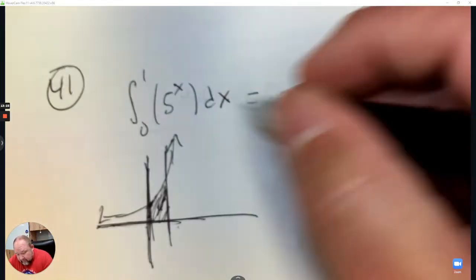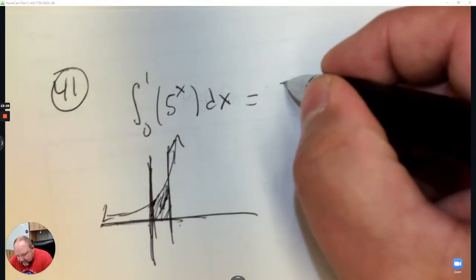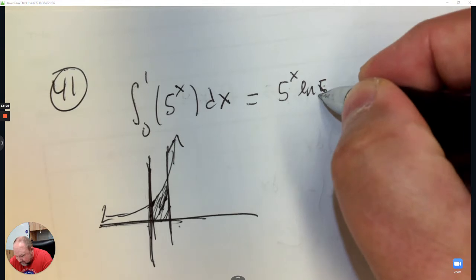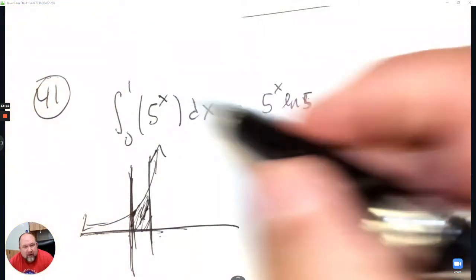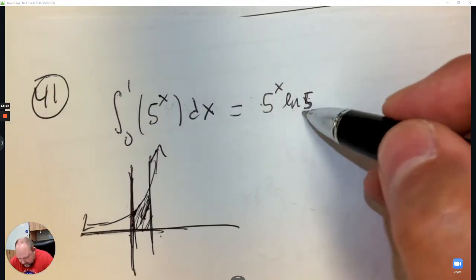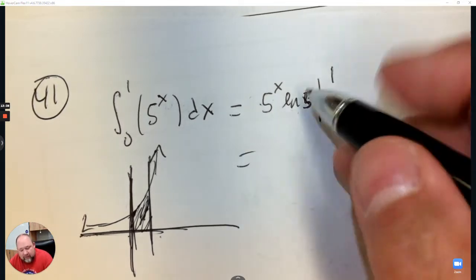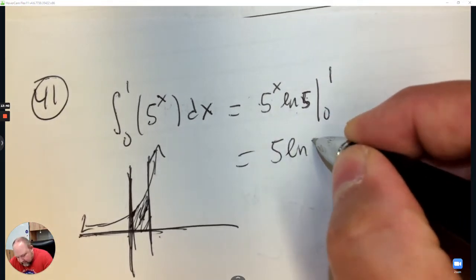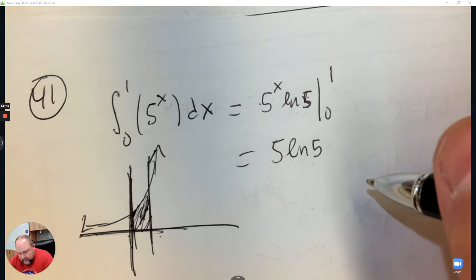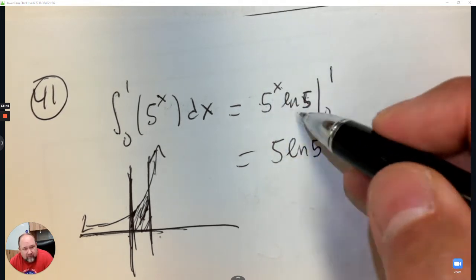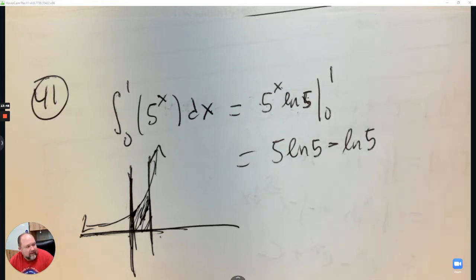And then integrate it. So the integration of 5 to the x is 5 to the x, but it needs a ln x, ln 5, ln of the base. So you copy it, but then it needs an extra part because the base is not e. And I'm integrating from 0 to 1. I first plug in 1. And then I plug in 0. So 5 to the 0 is 1, so it's just ln 5. And there's your exact answer.